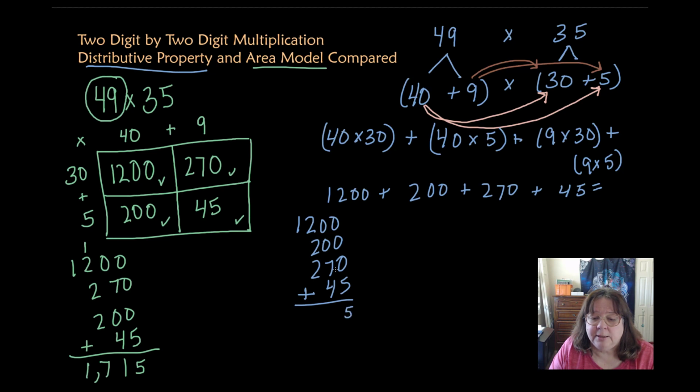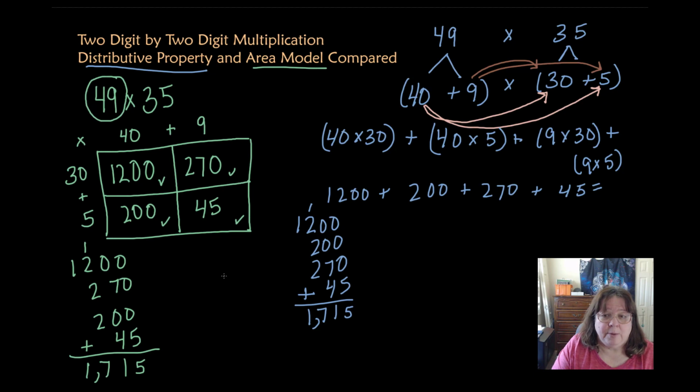5 ones. 7 tens plus 4 tens is 11 tens. 11 tens is actually 110, so the 1 goes over in the 100s column. 2, 4, 600, and one more is 700. And then there's only 1 in the thousands place.